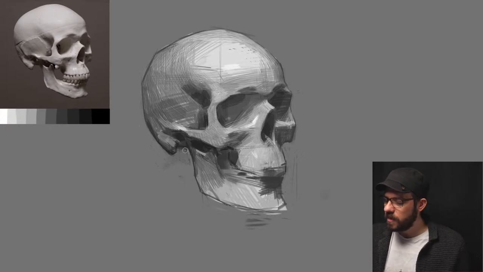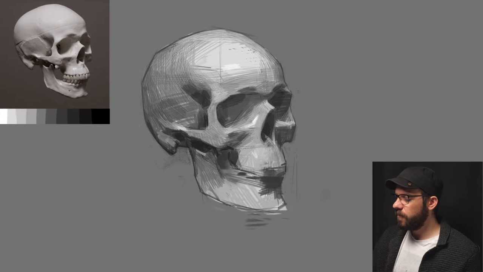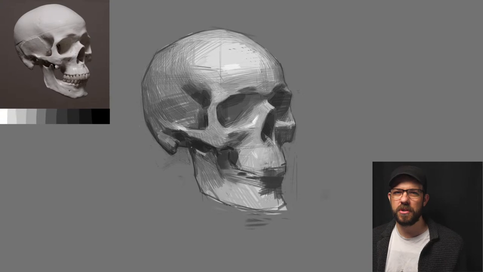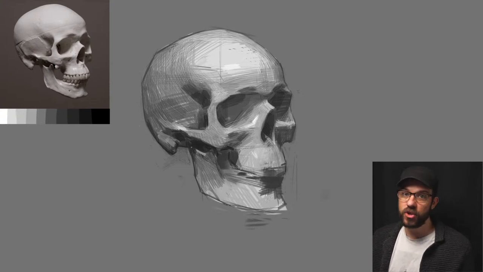And this is the real pressure point for students, and it's why I believe so much in this curriculum live thing that I'm doing. Is that you need the pressure to show up and do it.